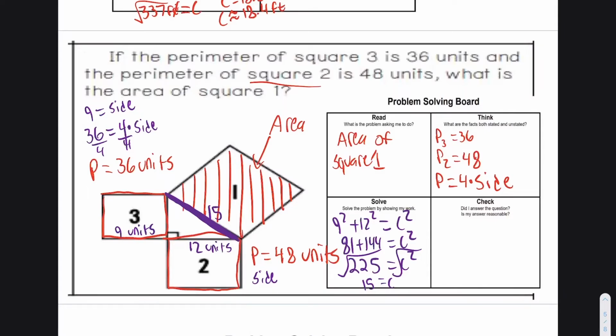But the question didn't want the side of square 1, it wanted the area of square 1. Side of square 1 is equal to 15. So the area of square 1 will be equal to 15 squared, which means that the area is equal to 225 units squared.